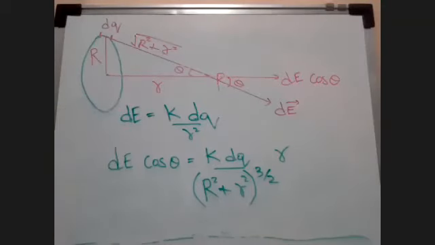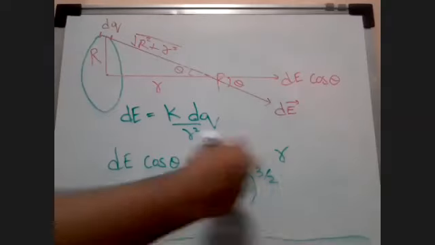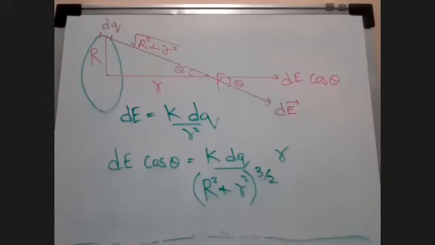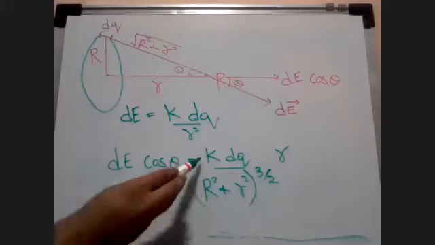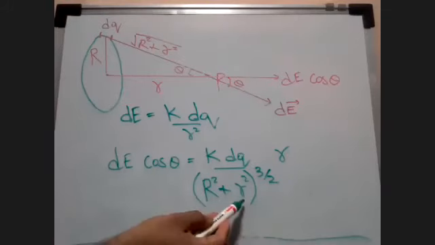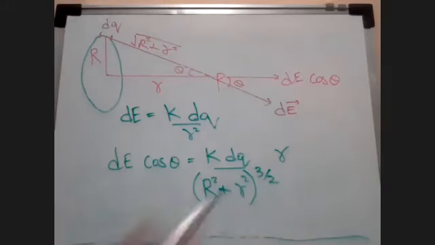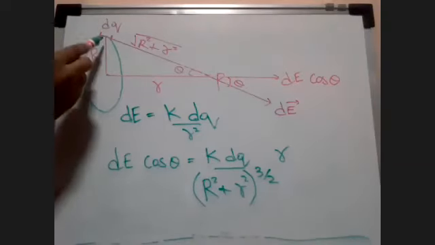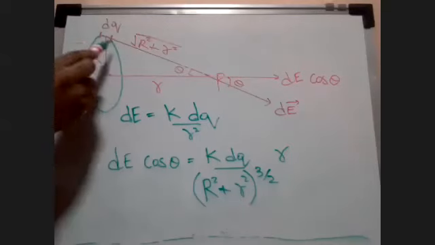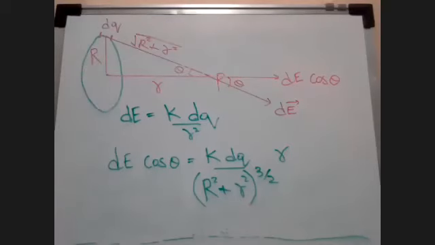Now what you need to do is integrate. Why integrate? Because right now in this equation, k is constant, capital R is constant, small r is constant. What is not constant is dq. What is dq? It's a small amount of charge on this ring. We have taken a small element, so we need to integrate that.